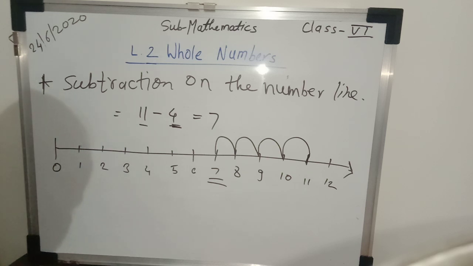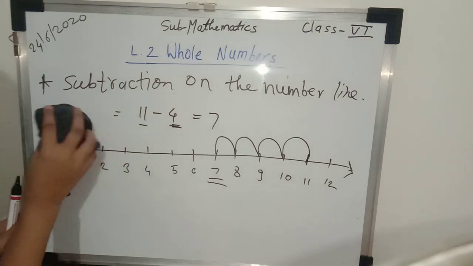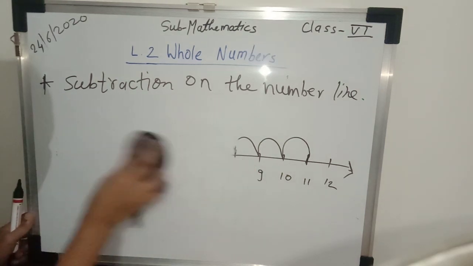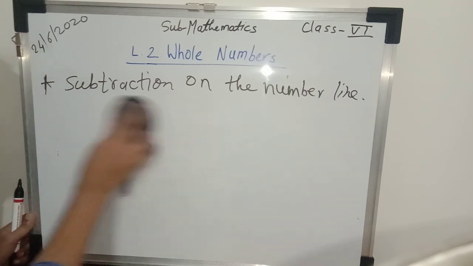Now let's see how to do the multiplication of whole numbers and how to show them on the number line.